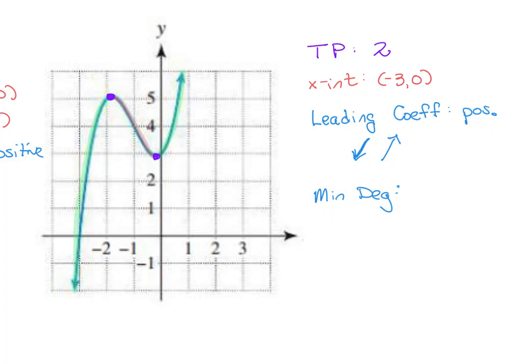Because I have 2 turning points, my minimum degree is going to be 2 plus 1. Remember that turning points is 1 less than the degree. And so my minimum degree for this one is going to be a degree 3.